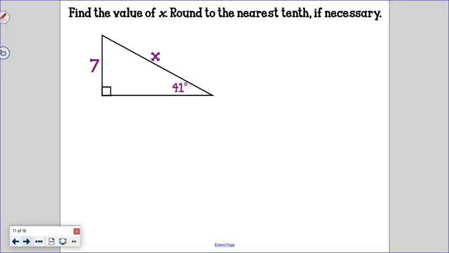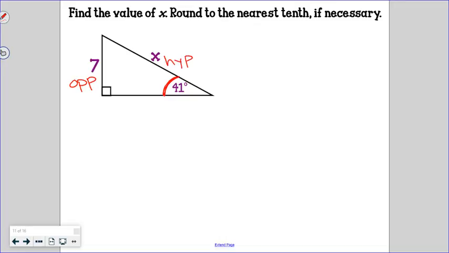Again, we're going to identify where the angle is in here. They put a 41 right here, so we'll use that guy. Okay, so let's label our sides here. Jude, is the 7 opposite, adjacent, or hypotenuse? Jonathan, x, opposite, adjacent, hypotenuse?